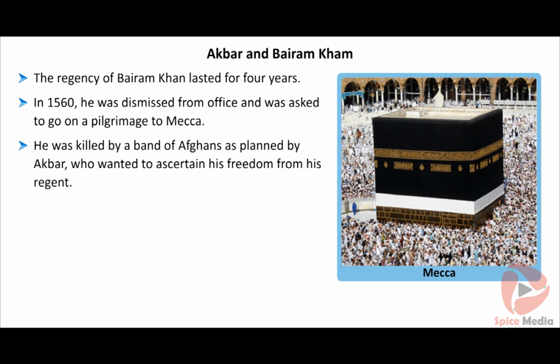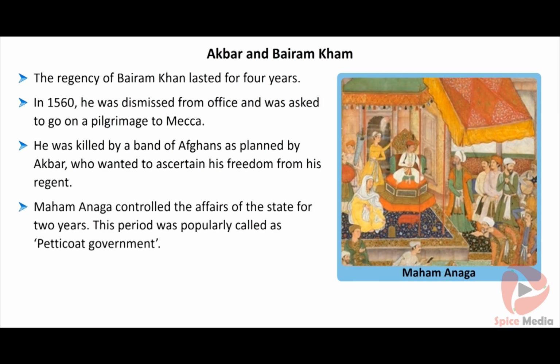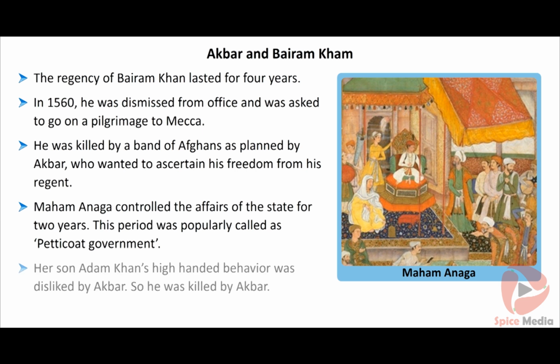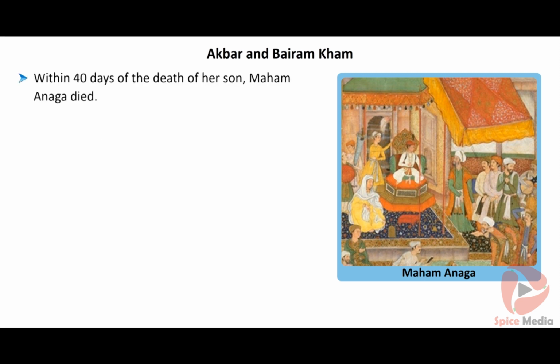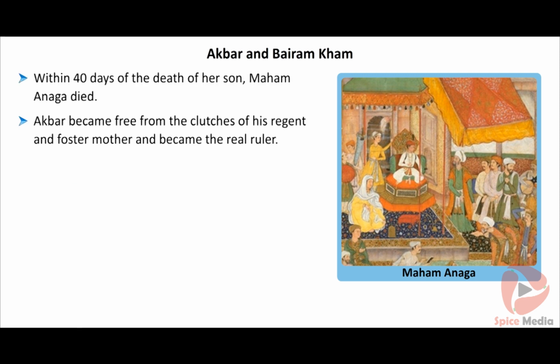regent. Maham Anaga was the foster mother of Akbar. She controlled the affairs of the state for 2 years. This period was popularly called petticoat government. Her son Adam Khan's high-handed behavior was disliked by Akbar, so he killed him by throwing him down the stairs twice with his hands and legs bound. Within 40 days of the death of his son, Maham Anaga died. Akbar became free from the clutches of his regent and foster mother and became the real ruler.